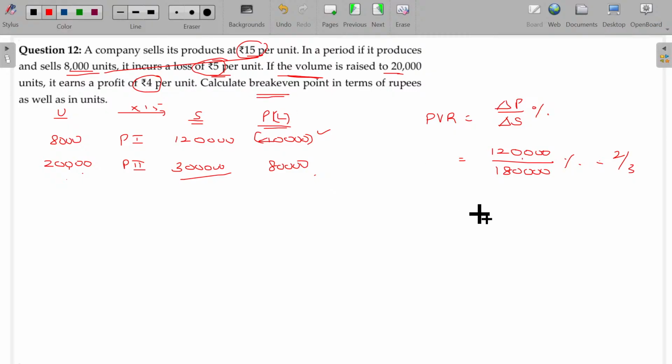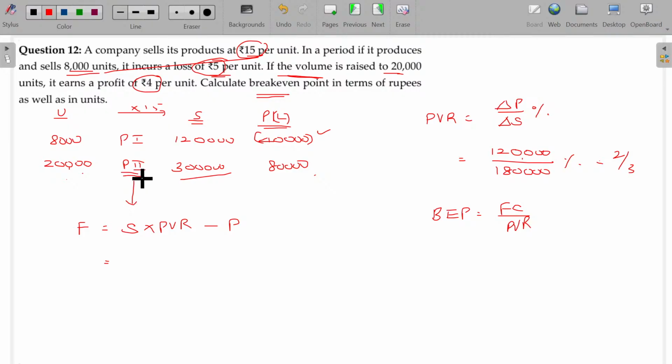To find out the BEP, I need fixed cost divided by PVR. The fixed cost is equal to sales into PVR, which is the contribution. Contribution comprises two items, one is profit, another one is fixed cost. So if I subtract the profit, I'll get the fixed cost. You can take any one of the periods' details.